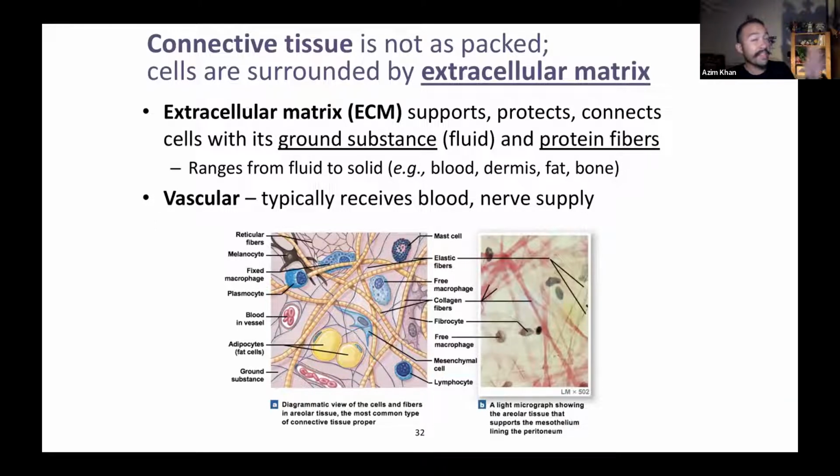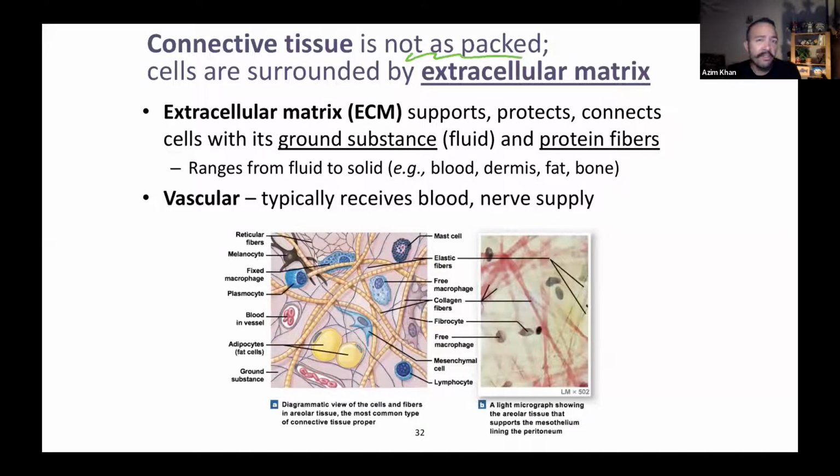We saw how epithelial tissue cells are really tightly packed together. They're always facing a lumen. Those are some major characteristics of them, and they're avascular. Compare that to connective tissue. Connective tissue is not as packed together. The cells are more spaced apart.